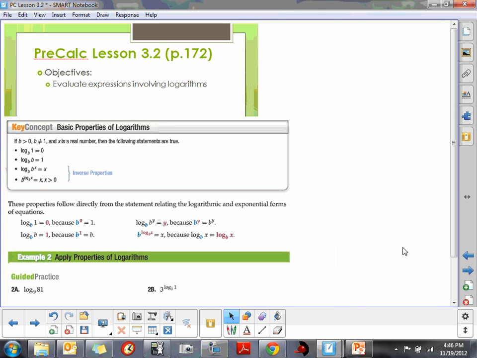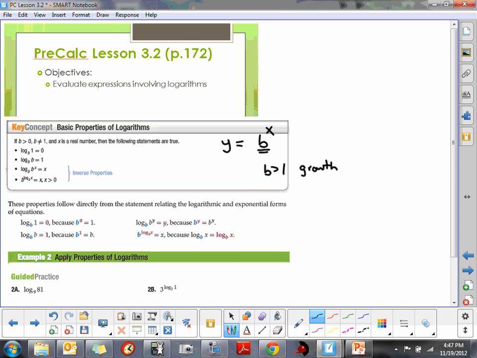So if we think about our related exponential function where we have y equals b to the x, our eligible bases for an exponential were any value for b as long as b was greater than 1. If that was the case, it was exponential growth. And the only other eligible base was any base between 0 and 1, and that was decay. And since logarithms are so closely related to exponentials, the base is only eligible if it's greater than 1 or between 0 and 1.